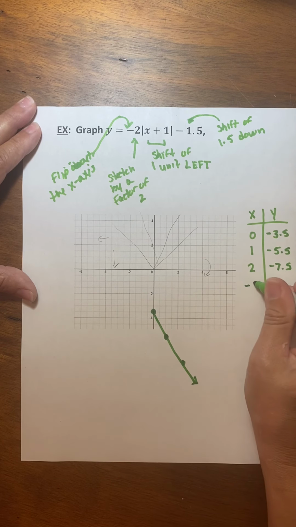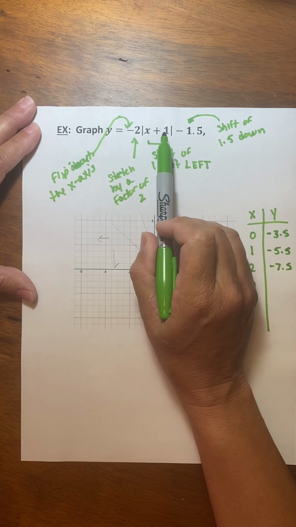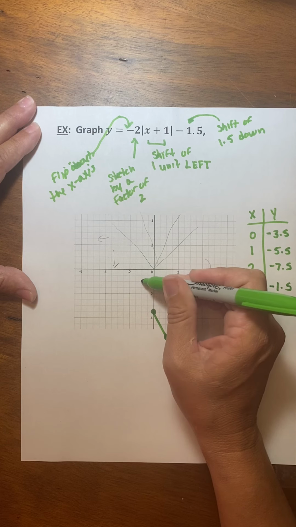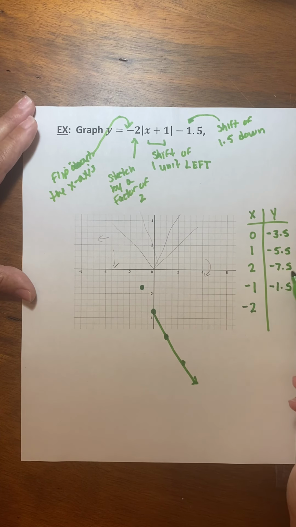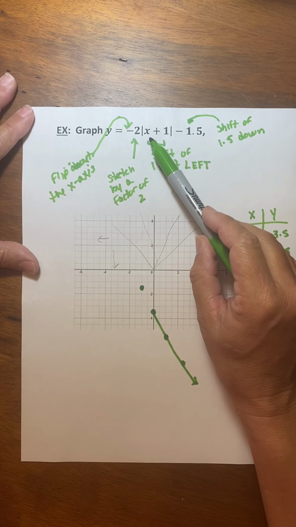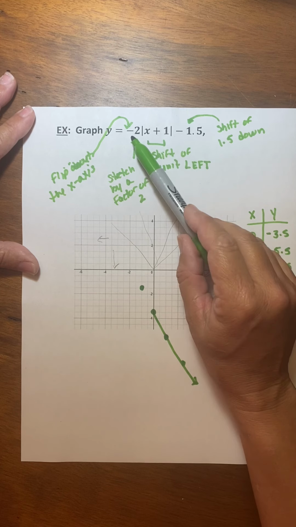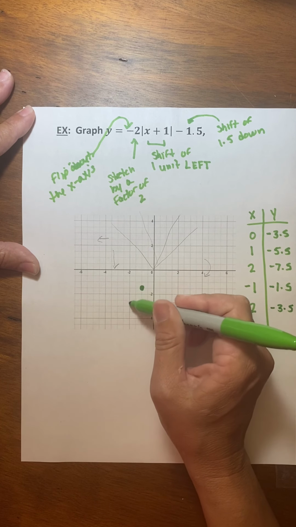All right, let's see what happens at negative 1. Well, negative 1 is going to give me 0 in the absolute value. Negative 2 times 0 is 0, minus 1.5, negative 1.5. So 1.5 would be about right there. All right, negative 2. I'm going to start looking for that symmetry. We know that this is going to be shaped like a V, but it's going to be upside down and moved a little. At negative 2, negative 2 plus 1 is negative 1. Absolute value of negative 1 is 1. Negative 2 times 1, negative 2. So now I'm back to the negative 3.5. So at negative 2, I'm at negative 3.5.